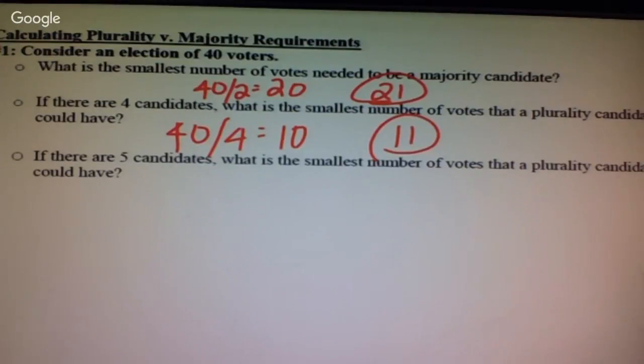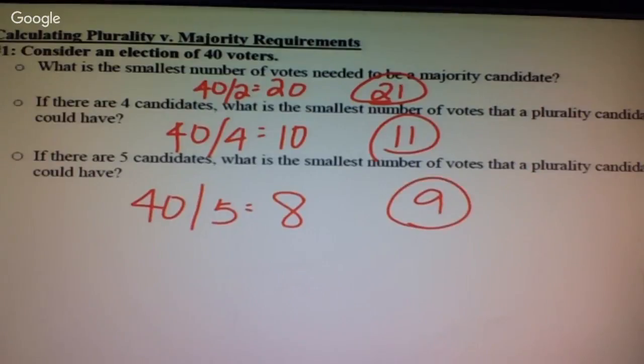So then if I add an extra candidate, how many votes would you need if I have 5 candidates to win? 9. 40 divided by 5 means everybody would tie with 8 votes each. You need that extra push. So you're going to need 9 votes.